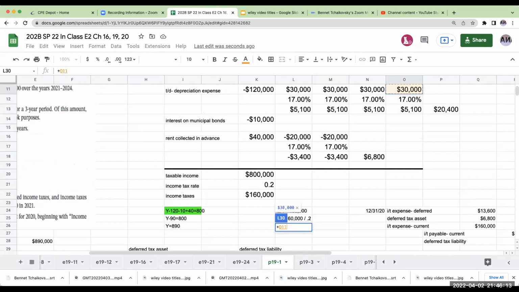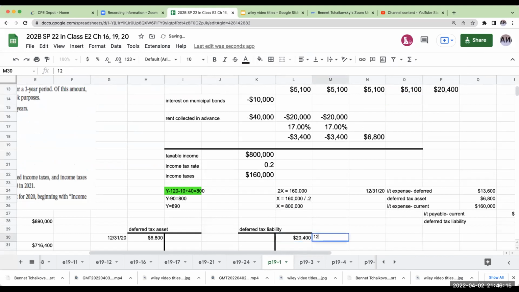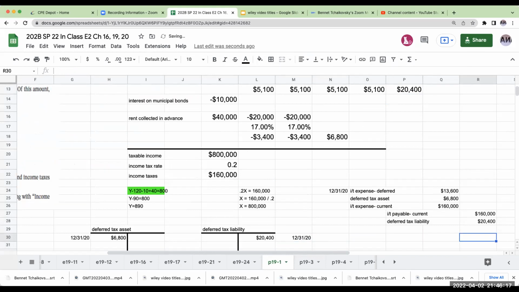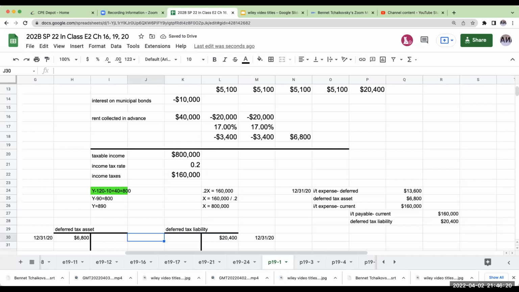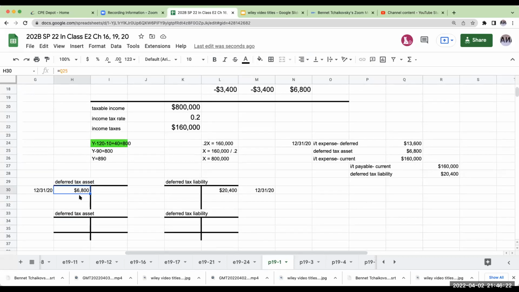Let's go ahead and just do this over here before we get to our next period of time. So my deferred tax liability as of 12/31/20 is 20,400. My deferred tax asset over here is going to be 6,800. Now, in the second year, what's going to happen? Well, on 1/1/21, these balances will roll forward. The assets and liabilities are not closed out to retained earnings. So these are going to roll forward.